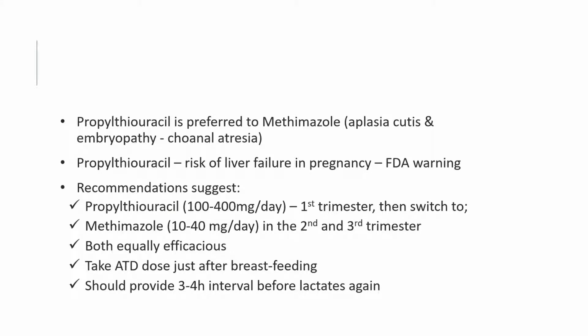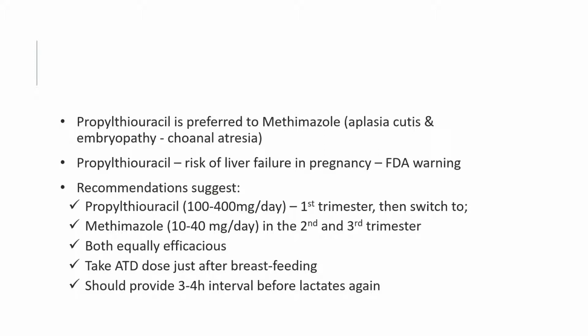Propylthiouracil is the preferred anti-thyroid drug compared to methimazole, because methimazole has been reported to cause aplasia cutis and embryopathy, that is choanal atresia. The nasal choana become atretic and the patient is unable to breathe properly and filter the air. Therefore, propylthiouracil is usually preferred, but it also has a risk of liver failure in pregnancy, with an FDA warning for it. So it is usually used only in the first trimester.